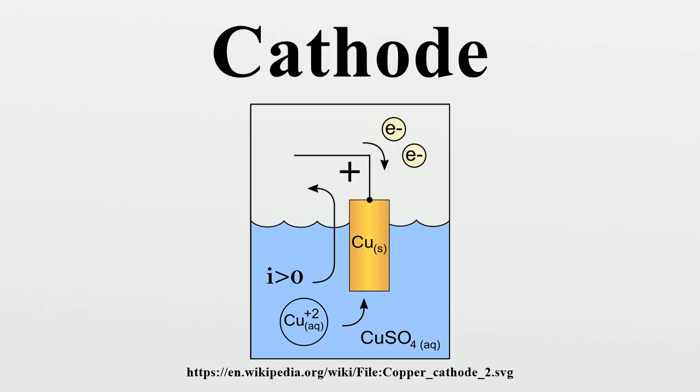Etymology: the word was coined in 1834 from the Greek kathodos, descent, or way down, by William Whewell, who had been consulted by Michael Faraday over some new names needed to complete a paper on the recently discovered process of electrolysis.